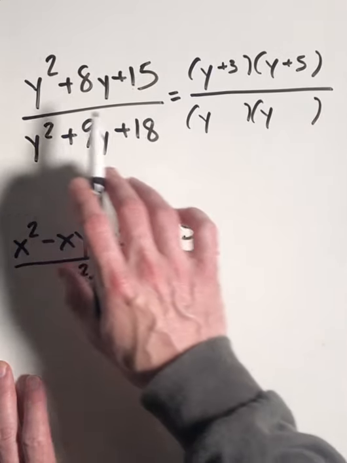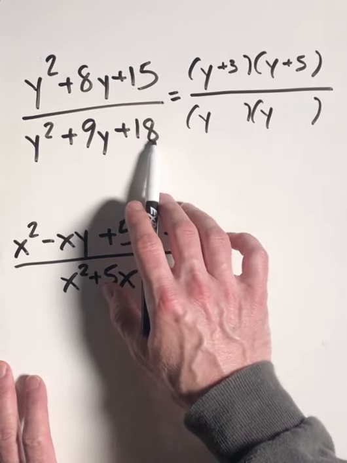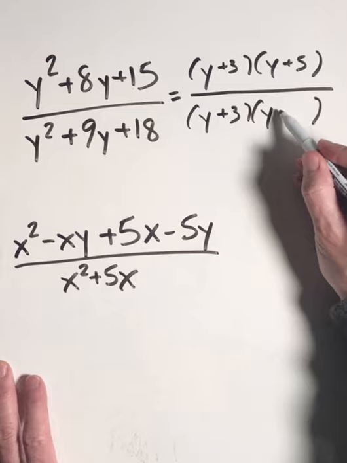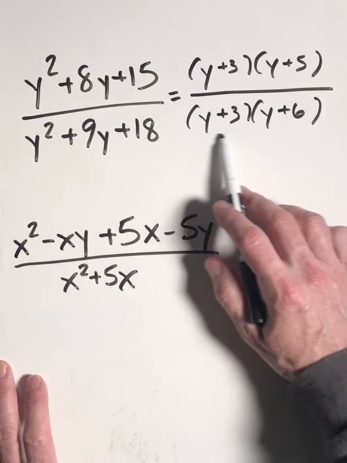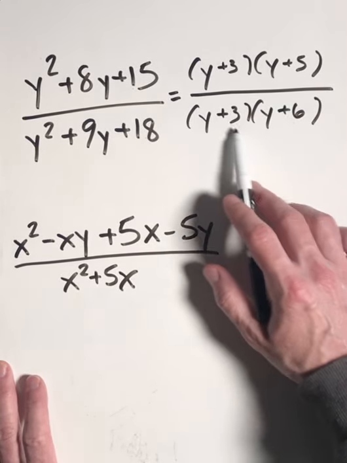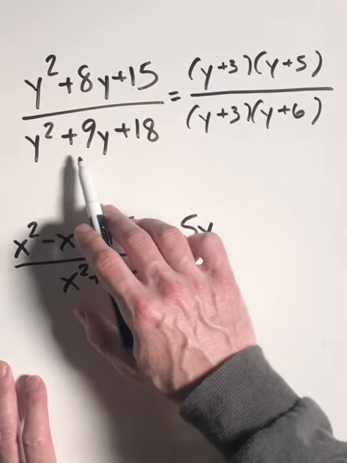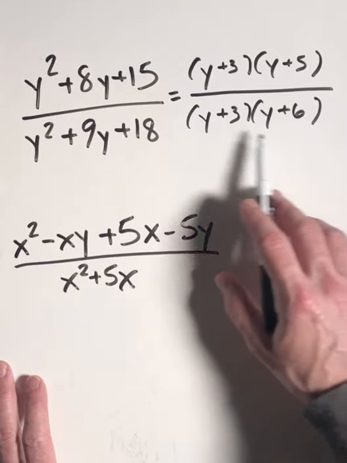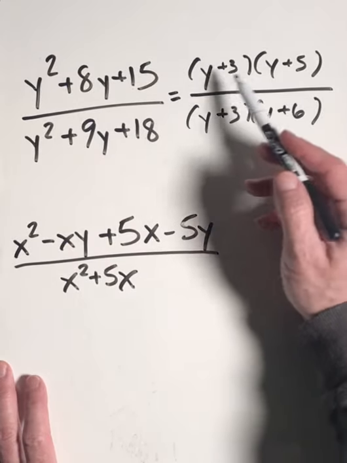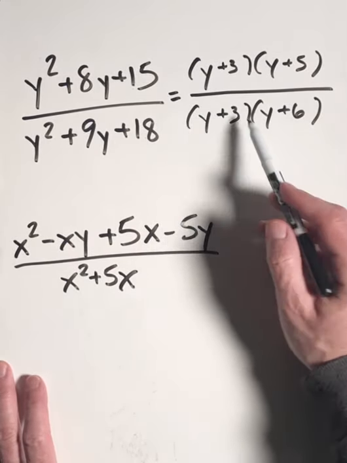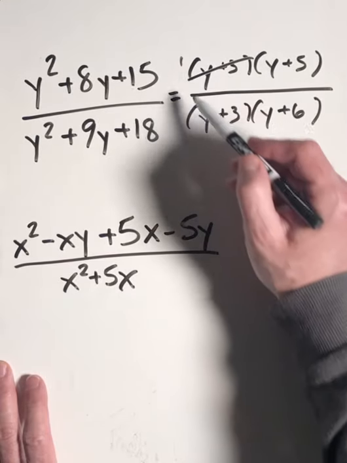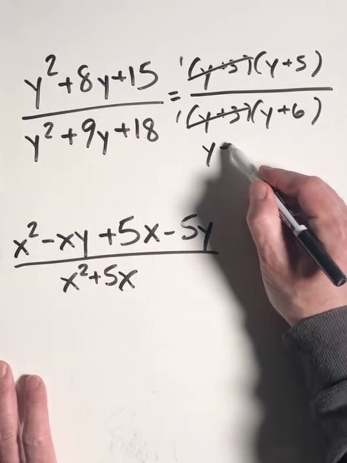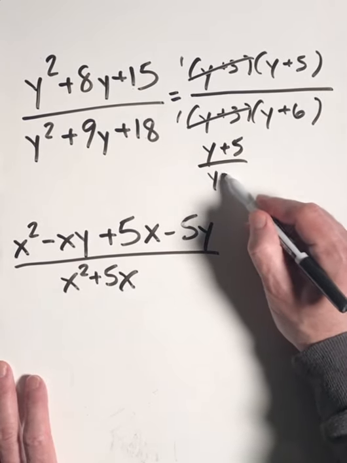And I'm looking for two numbers that multiply to 1 times 18 and add to positive 9. So those would be positive 3 and positive 6. That would be y squared plus 6y plus 3y, that's plus 9y, plus 3 times plus 6 would be plus 18. Now, once I factored each of these, I reveal that I have a factor of y plus 3 divided by y plus 3, and y plus 3 goes into y plus 3 once in each case. So all I'm really left with here is y plus 5 over y plus 6.